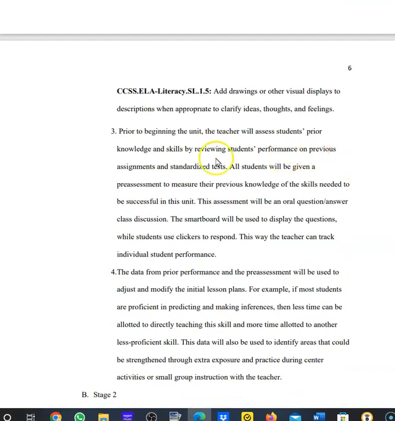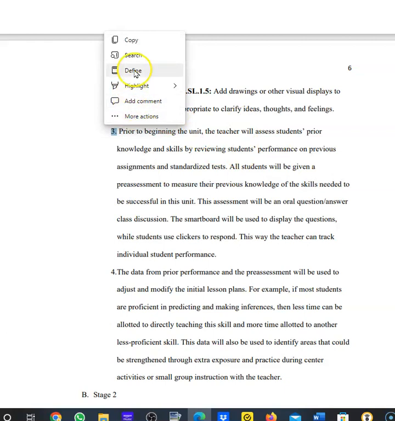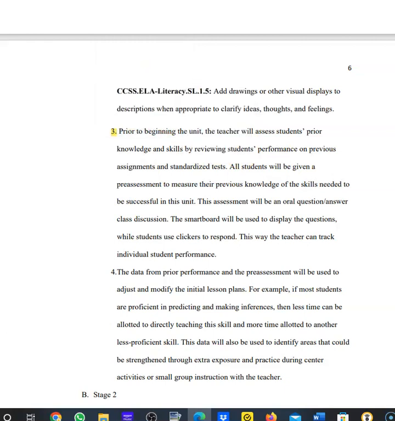All righty, number 3. Now, a lot of people miss this, guys, so heads up here. Okay. This is where you are going to tell us about prior to beginning the unit. What kind of pre-assessment will you use? You may look, as she says, by reviewing students' performance on previous assignments and standardized tests. It's okay to put that, but you don't have to. But this is the most important. All students will be given a pre-assessment.